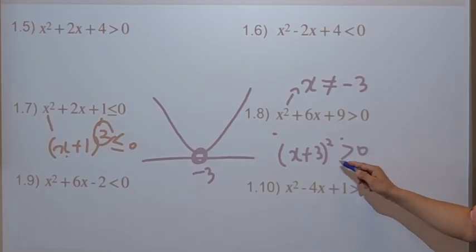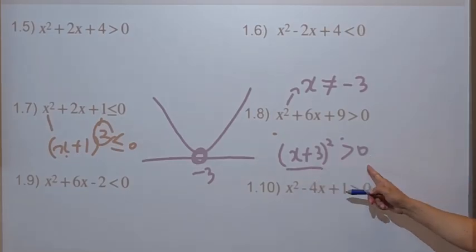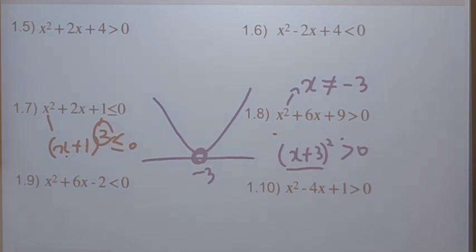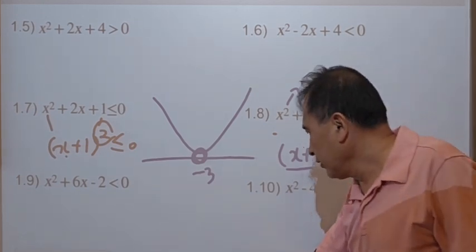And then you can think, when x equals negative 3, that equals 0. Otherwise, whatever number you plug in, that's bigger than 0, right? So x does not equal negative 3, any number but negative 3, right? Okay.